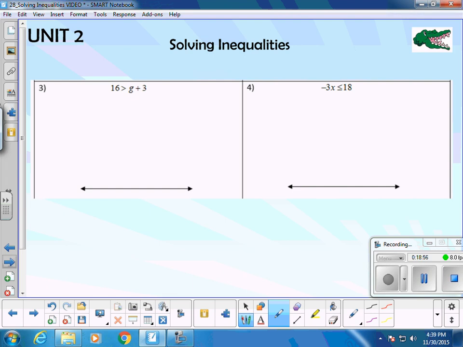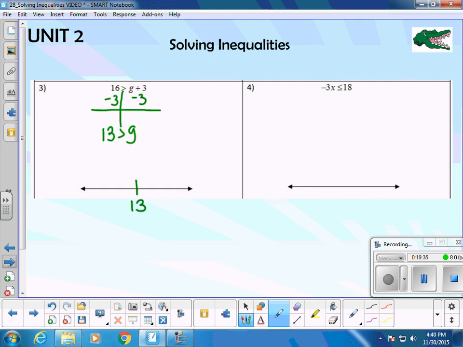So let's scoot on down to number 3. Number 3 looks a little bit different, but it's the same exact process for solving. It just has the 16 and the g plus 3 switched, but you're still solving it the exact same. So bring down your sign, because I'm just adding and subtracting to undo this, so I'm not going to change my sign at all. If I have a positive 3, I'm going to subtract 3 on both sides. Bring down your g. 16 minus 3 is 13. So this says g is less than 13.